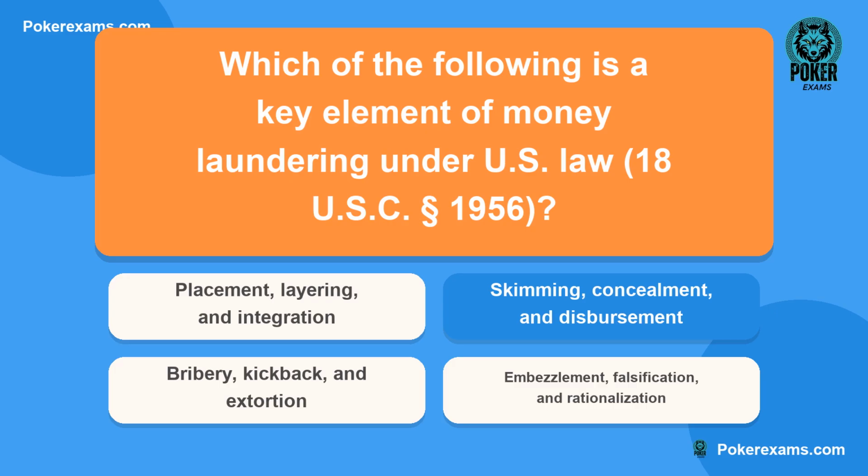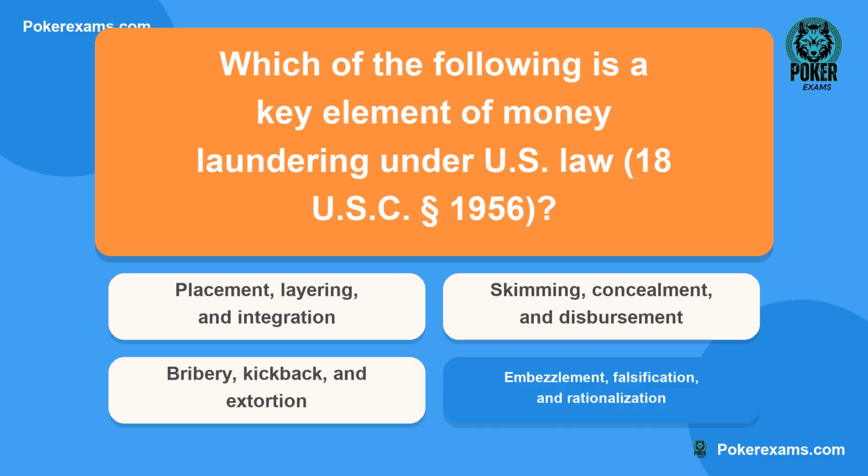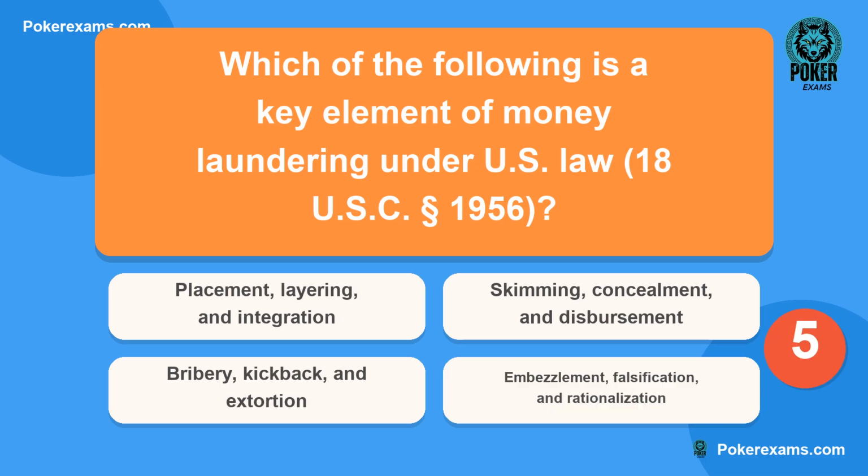Or B, skimming, concealment, and disbursement? Could it be C, bribery, kickback, and extortion? Or lastly, D, embezzlement, falsification, and rationalization?